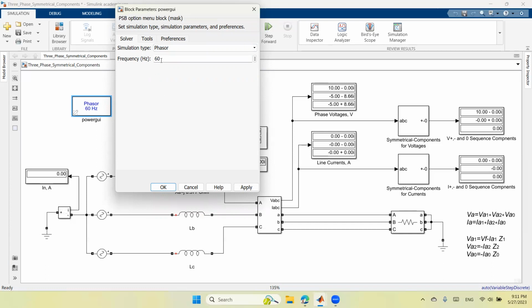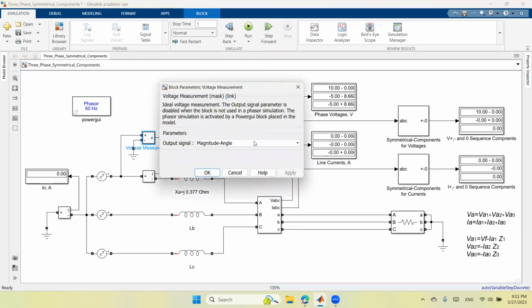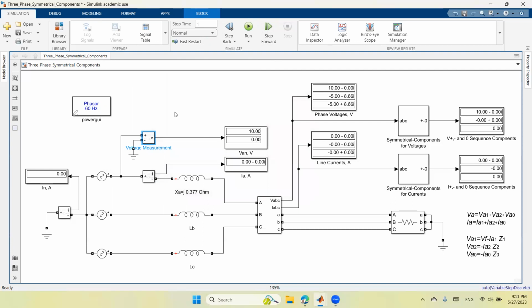In this example, the frequency of the power system is 60. So you need to make sure that you start with this block, because having this block in phasor format will allow you to select different options for the measuring equipment. So we will discuss them a little bit later. So let's start with this Power GUI.